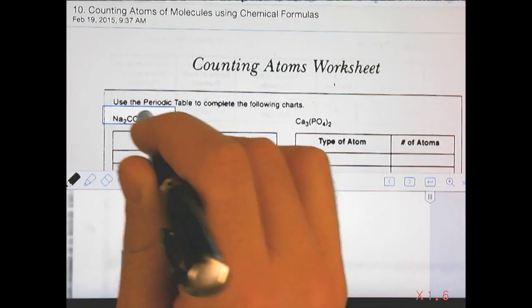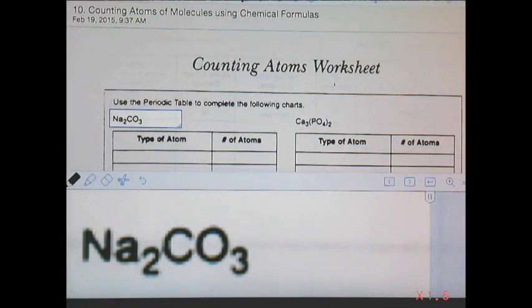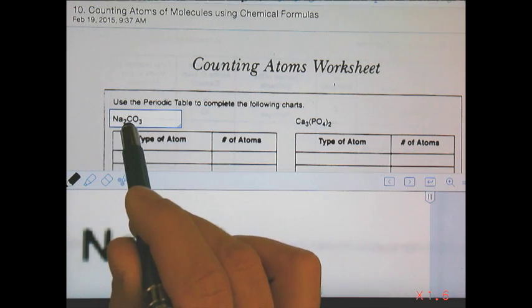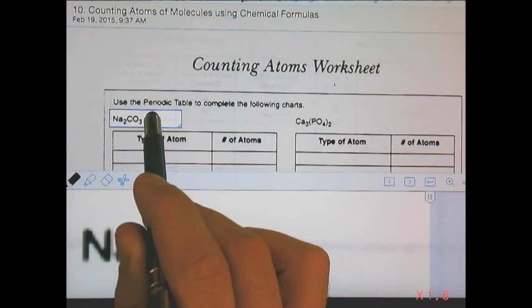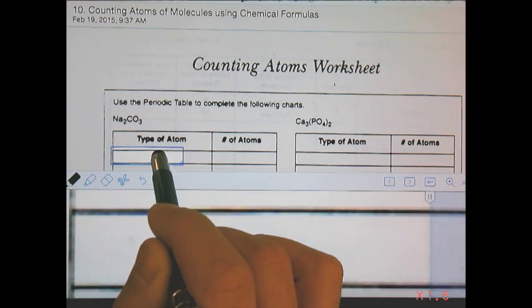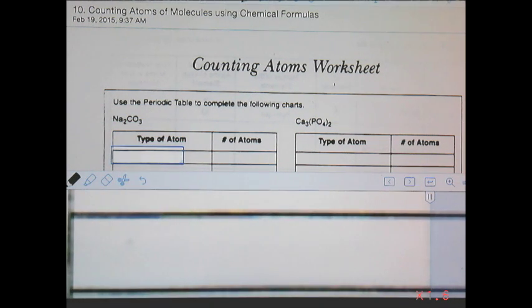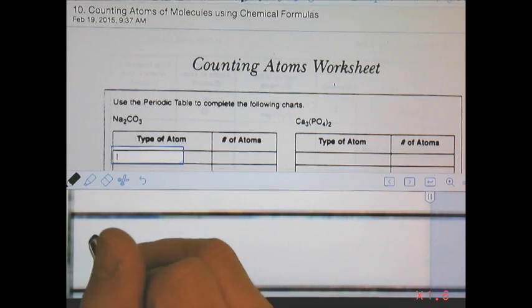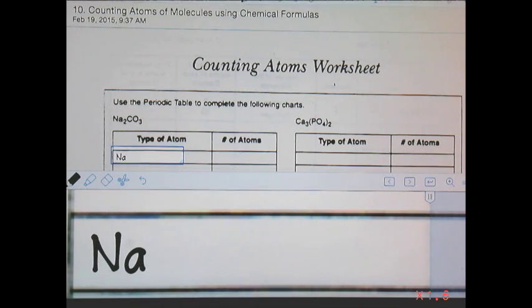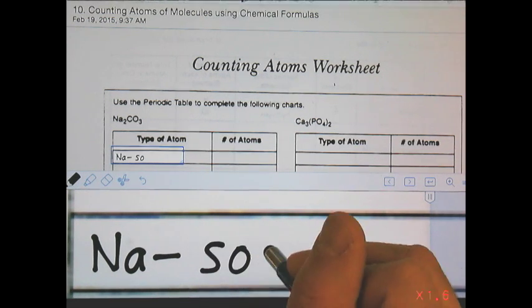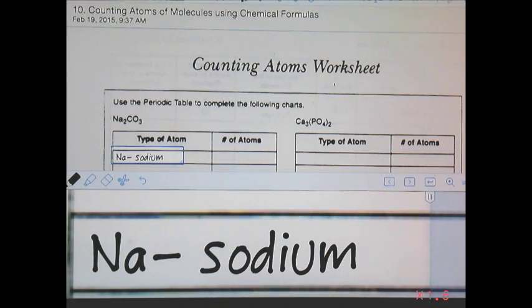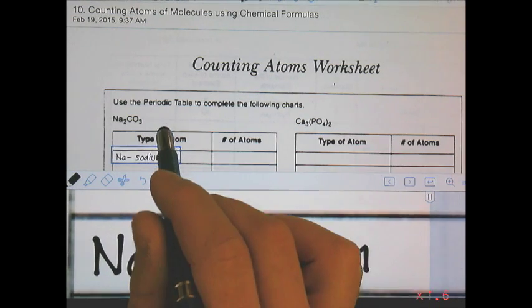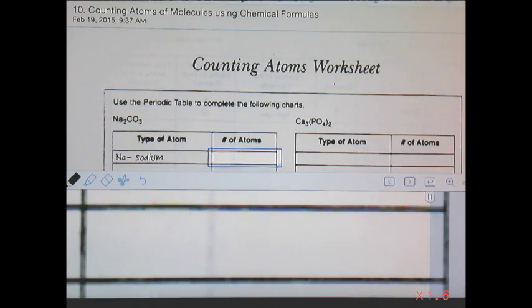So the first step is to take a look at the chemical formula and identify which elements are present. So we use the periodic table as our guide, and we see the symbols Na, C, and O. The symbol Na stands for sodium. And in this equation, there is the number 2 as a subscript beside the sodium. This subscript tells us that there are 2 atoms of sodium in one molecule of sodium carbonate.